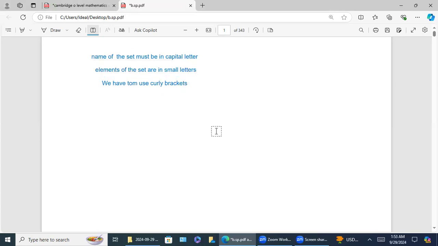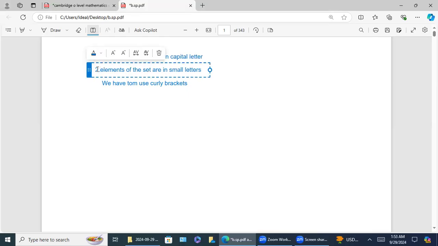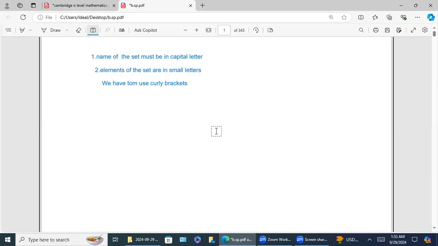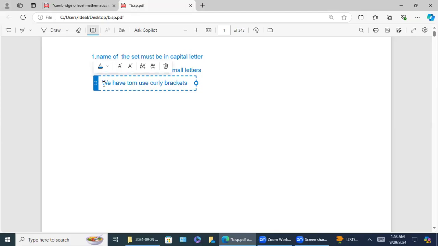There are three main points that are very important in the set. We are going to explain the number set, the most important number set. Okay, dear, this is 3.